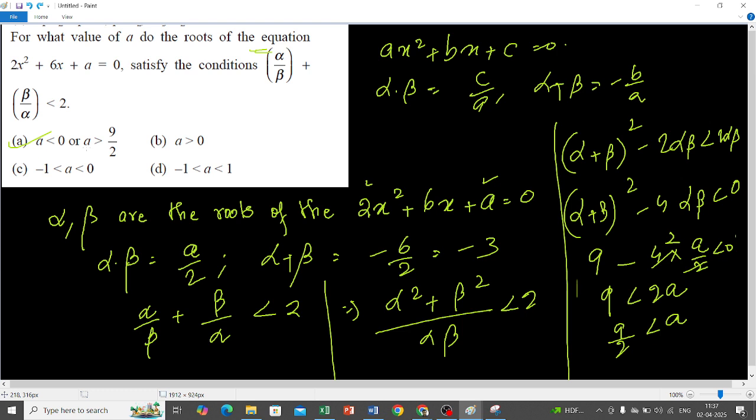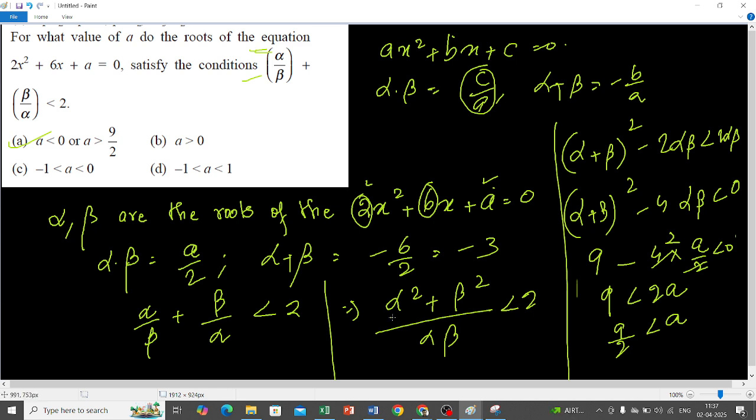See, alpha comma beta are the roots of the equation 2x square plus 6x plus a is equal to 0. Now alpha into beta, the product of these roots, is c by a, so that means a by 2. Alpha plus beta, the sum of the roots, is minus b by a, so that is minus 6 by 2, that is minus 3. Now it is asking for what value of a do the roots of the equation satisfy the condition alpha by beta plus beta by alpha less than 2. So if I take the LCM alpha beta, that is equal to alpha square plus beta square less than 2.